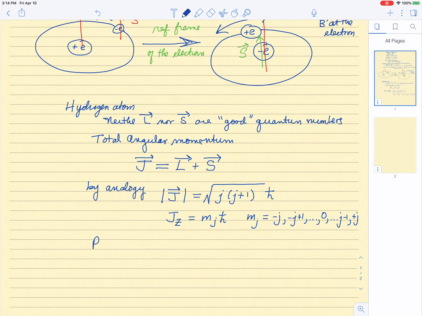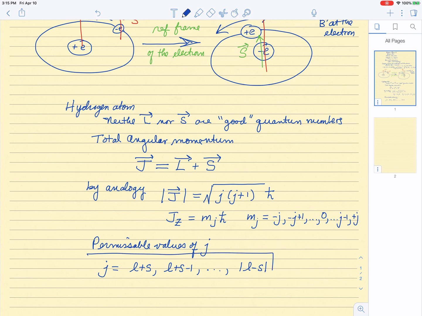So now the permissible values of j are going to be: j is equal to L plus S, L plus S minus 1. It'll go through 0; 0, as it's going to turn out, is not an option. And then this is going to be down to the magnitude of L minus S. So these are going to be the permissible values of J.